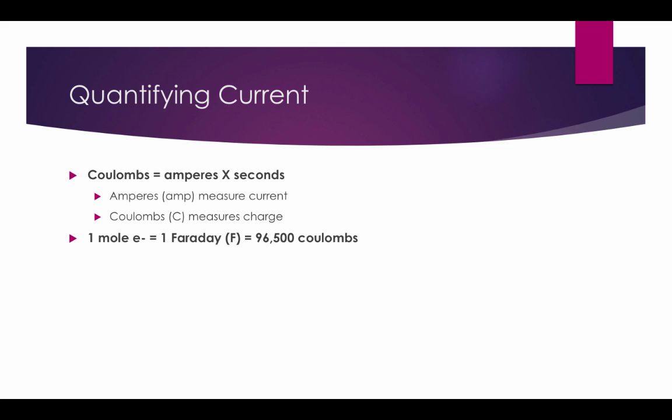So once we know how many coulombs have traveled through the cell, we can divide by Faraday's constant to convert this to moles of electrons, or Faradays. From there, we can use the stoichiometric ratio between electrons and metal ions to determine how much metal is plated onto an object. Let's look at an example.